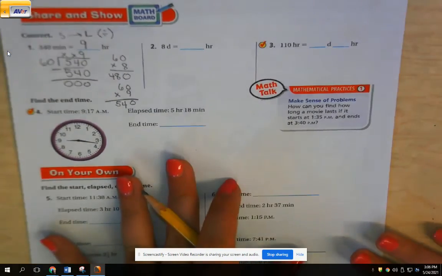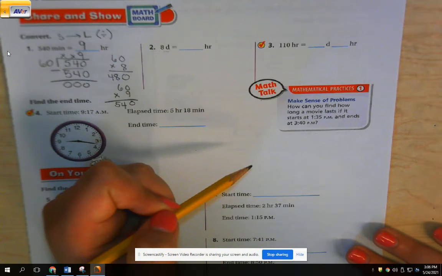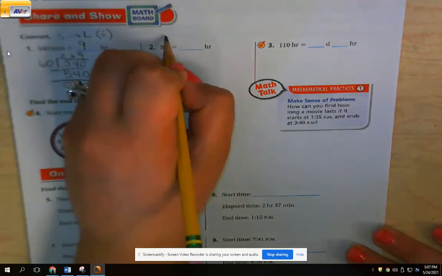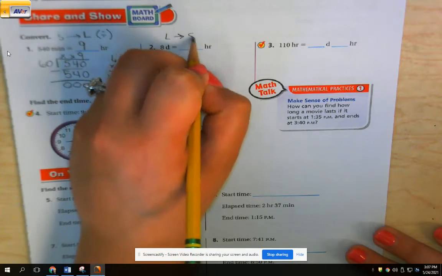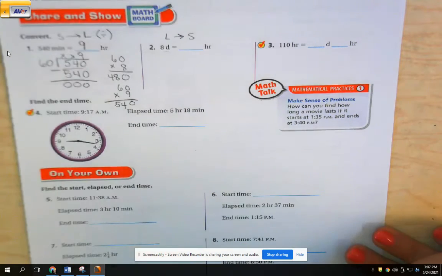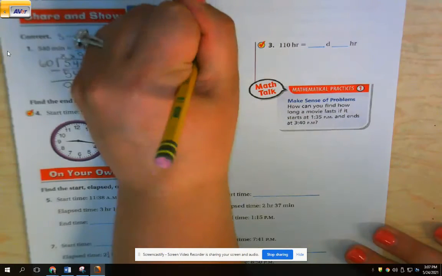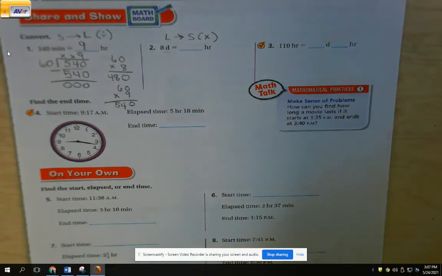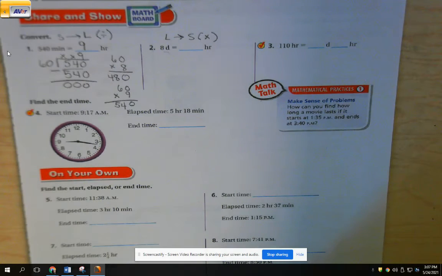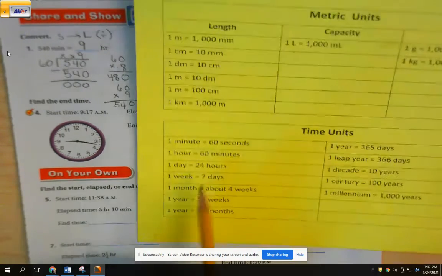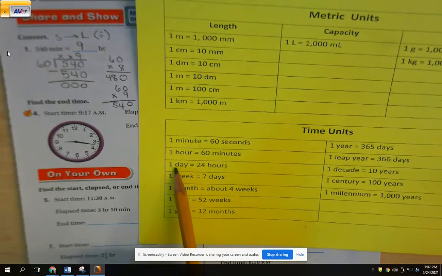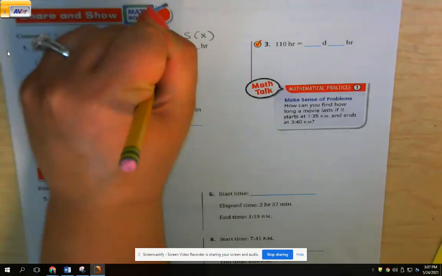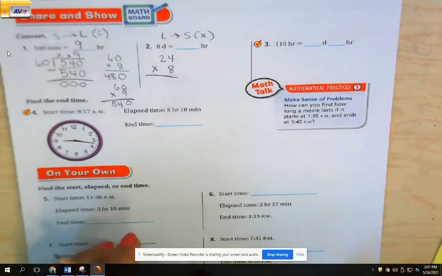Number 2. This D stands for days. So 8 days equals blank hours. Well, we're going from a larger unit to a smaller unit, right? Because days are bigger than hours. So that means we're going to have to multiply. I know there's 24 hours in 1 day. So I can do 24 times 8 to find out how many hours are in 8 days.